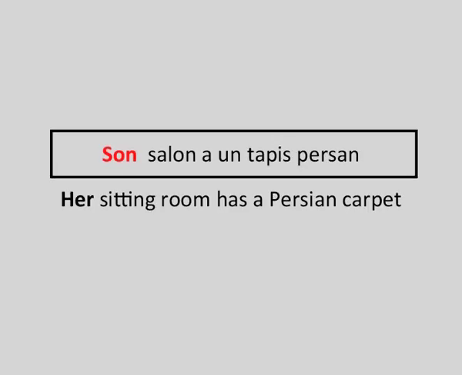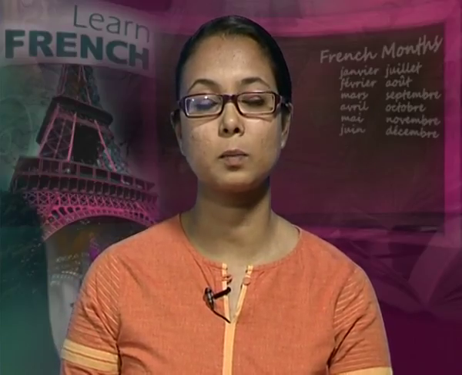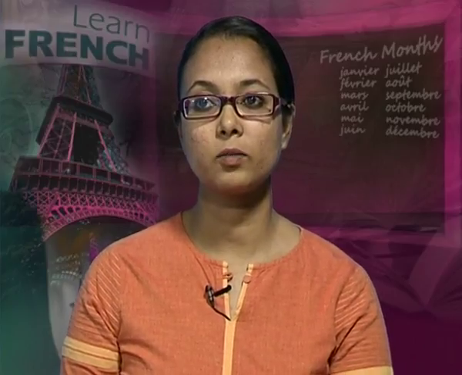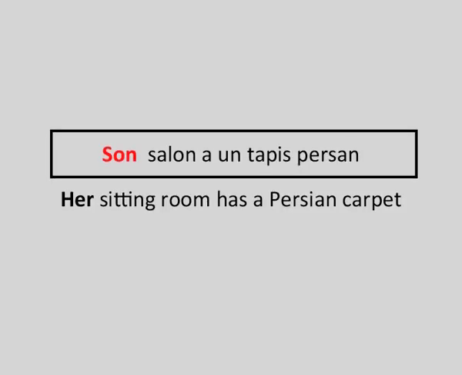The reason why son is used before salon is that in French, sitting room is a masculine word. So the possessive adjective that modifies it must naturally agree in gender and number with it. Even if the possessor is a female, the possessive adjective does not change from son to sa. In French, possessive adjectives match with the noun, not with the possessor.